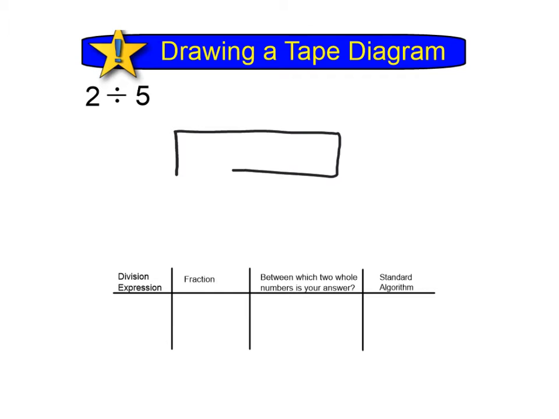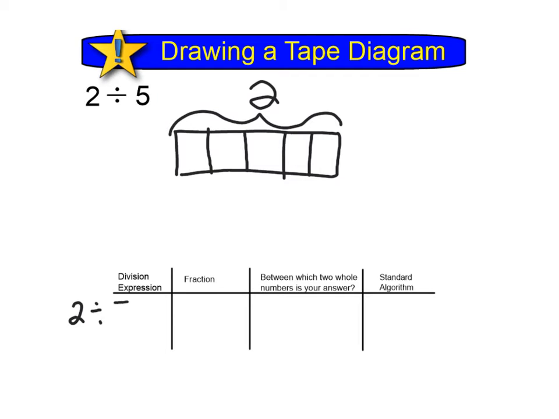So we're going to draw a tape diagram. Our tape diagram is going to represent 2 because that's what we're splitting. And we're splitting it 5 times, so we're going to split it into 5 sections. Okay, so our division expression is 2 divided by 5. And when I split 2 divided by 5 sections, my answer is 2 over 5. So the fraction is 2 over 5.